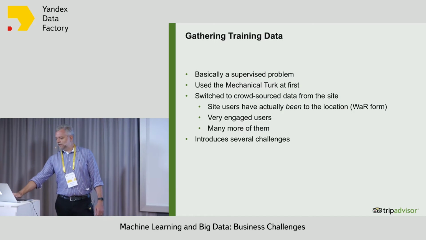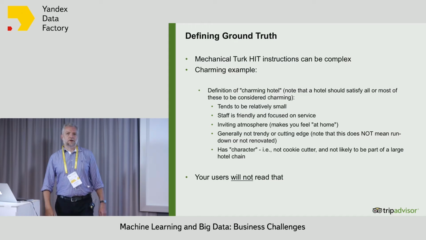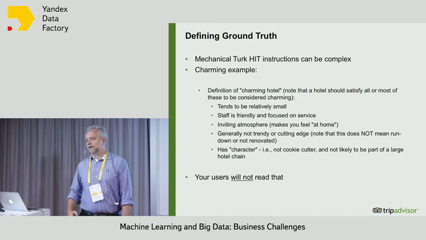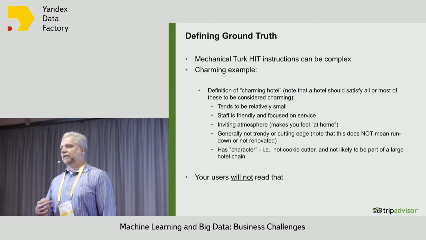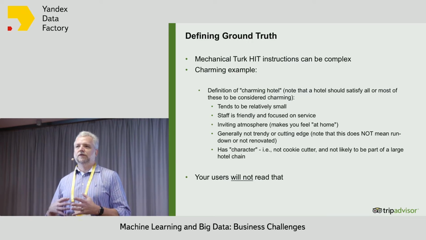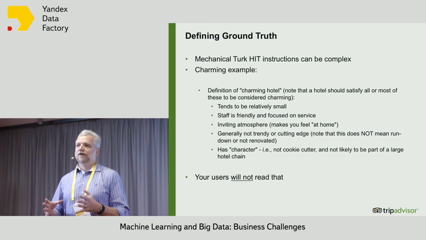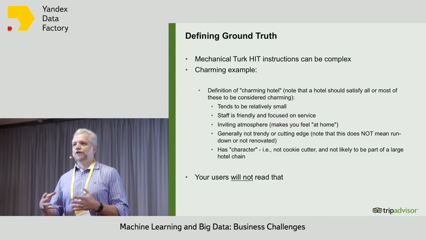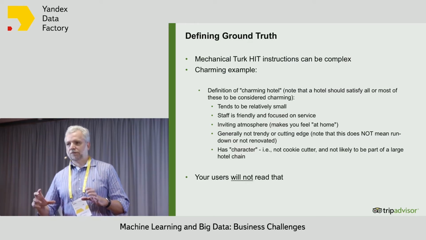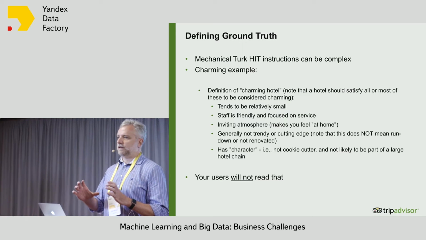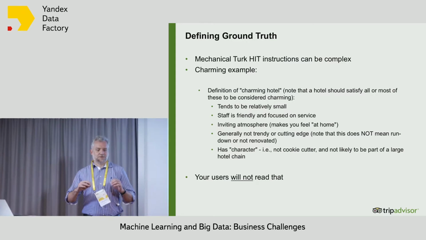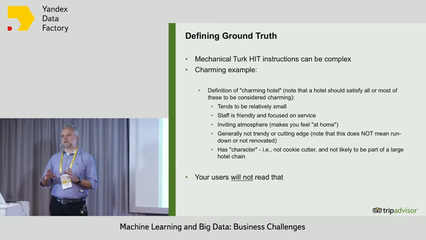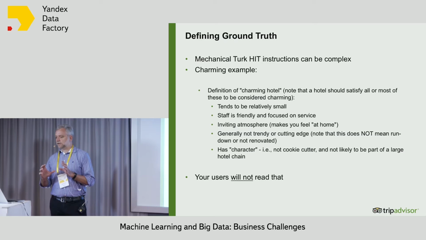So this introduces several challenges. The first one I want to talk about is defining ground truth. When we first started collecting data through Mechanical Turk, an application expert would think really hard about what it meant for a particular relationship and write up a description that would be handed off to the Mechanical Turkers, who would read it and try to meet that definition as closely as possible.